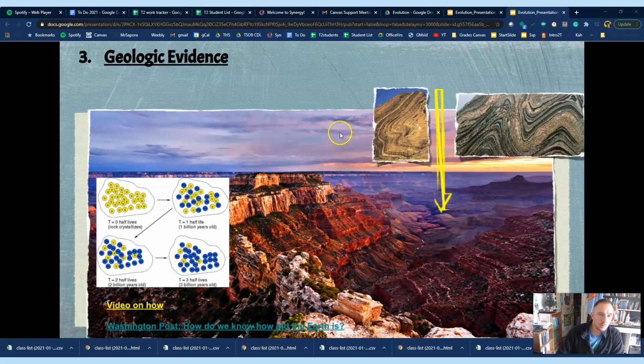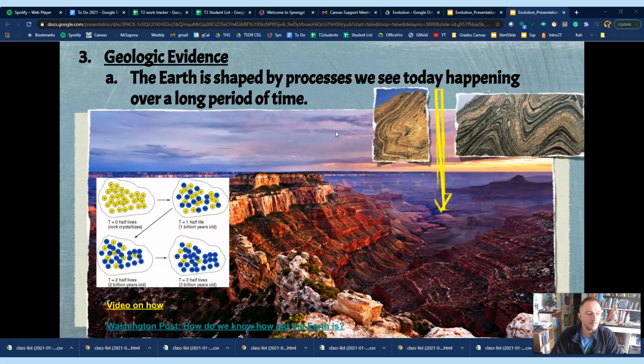Okay, cruising through the evidence. Let's keep going. So the Earth is shaped by processes we see today happening over a long period of time.